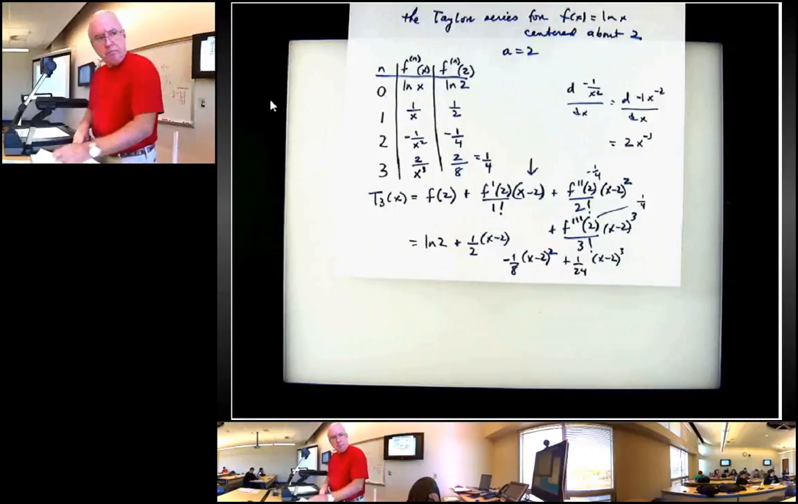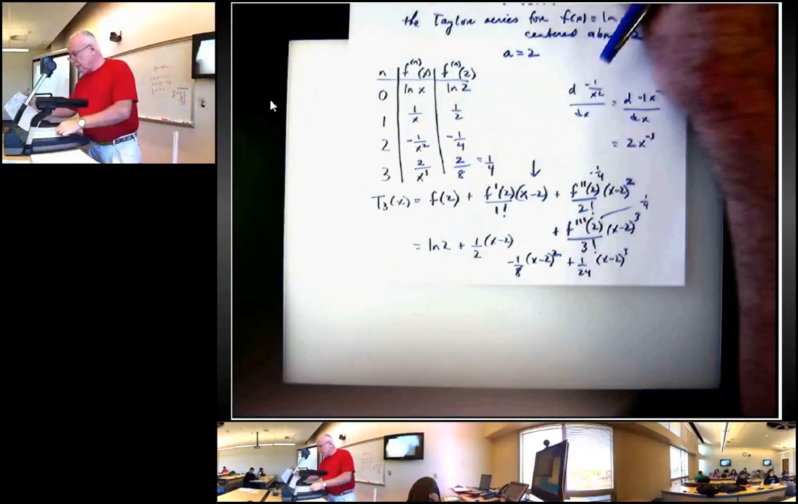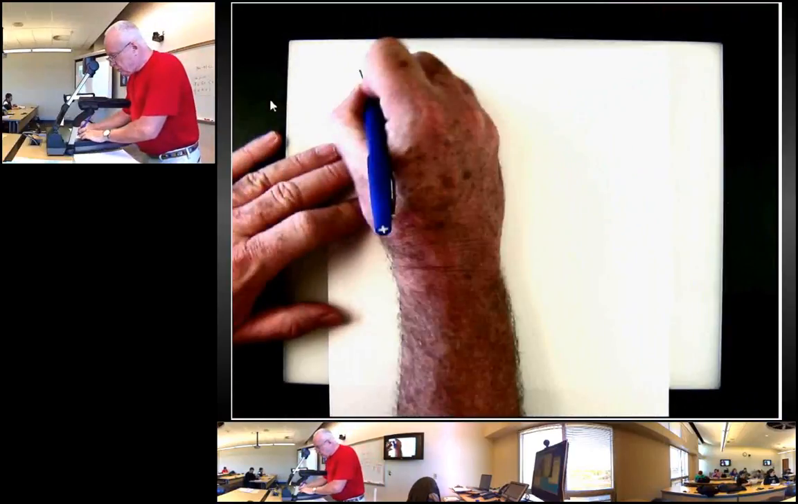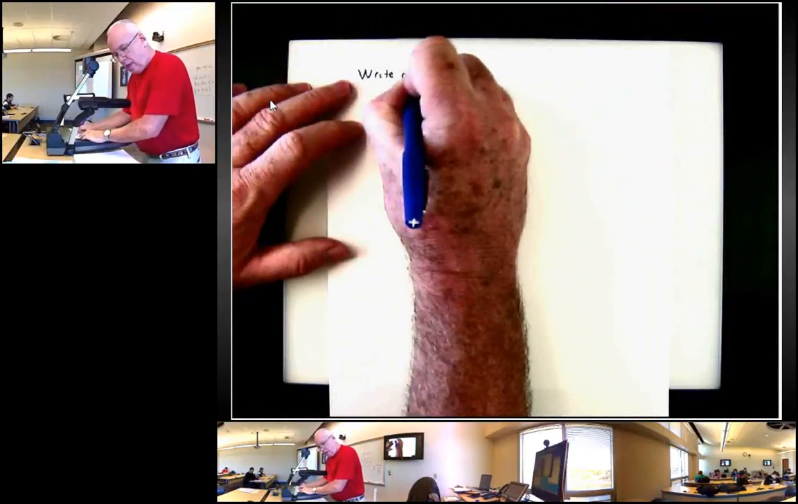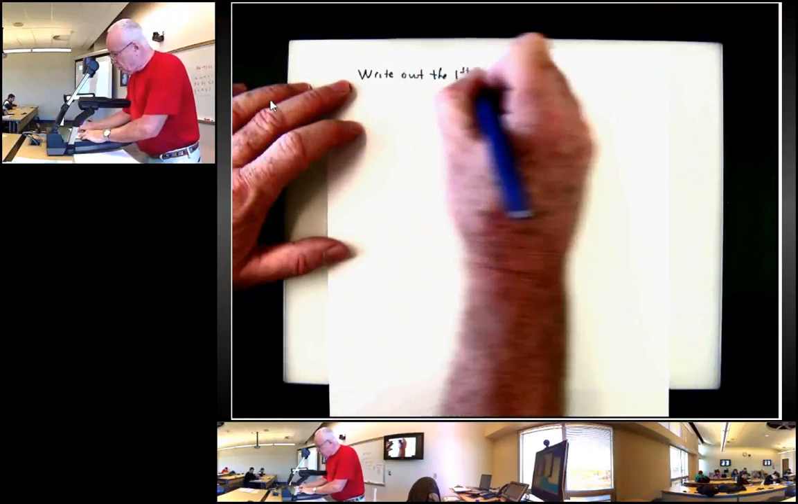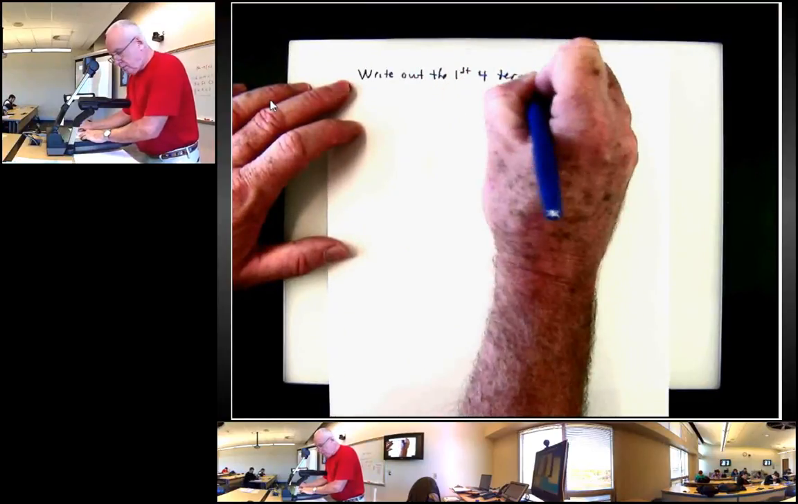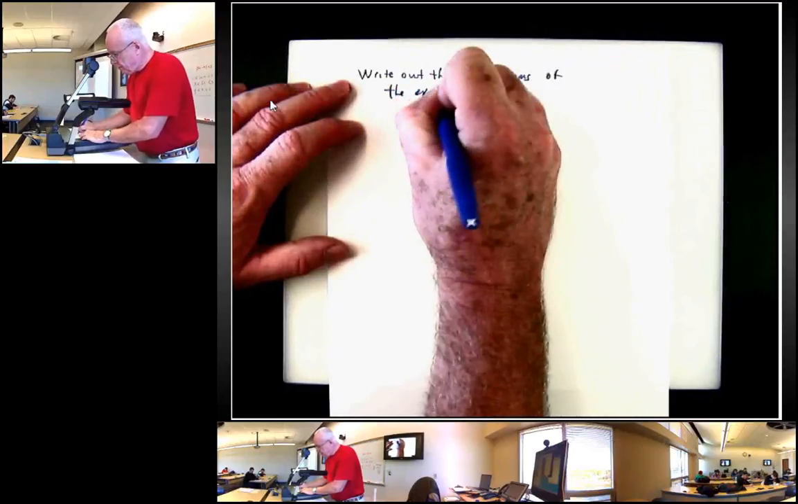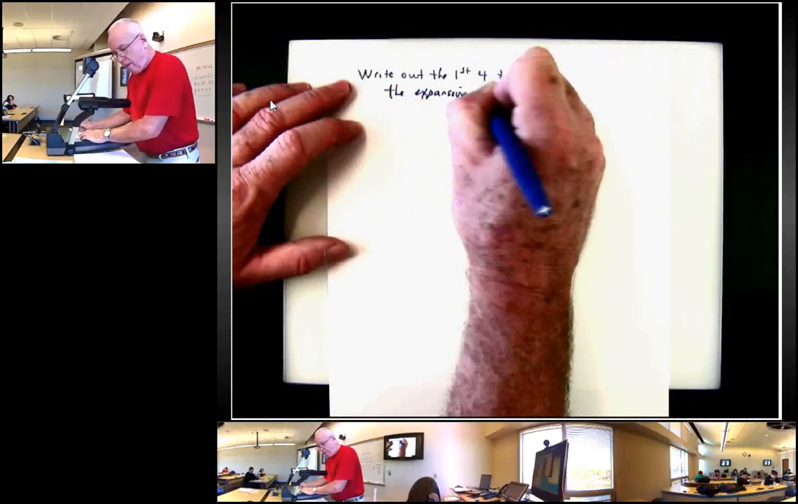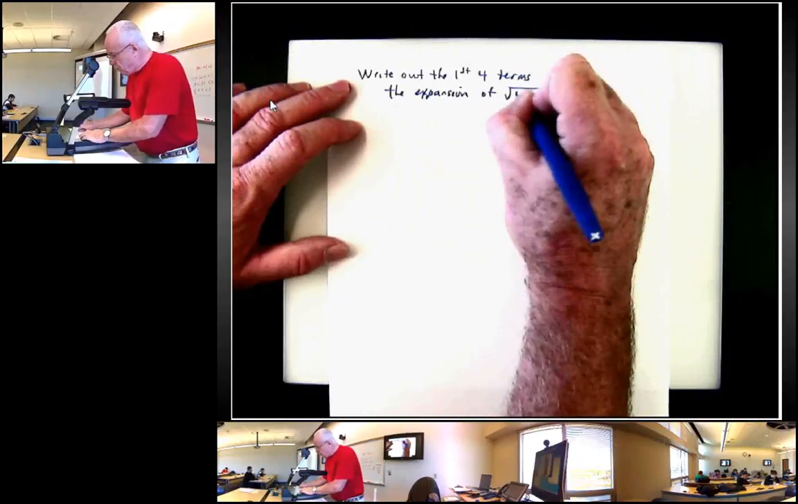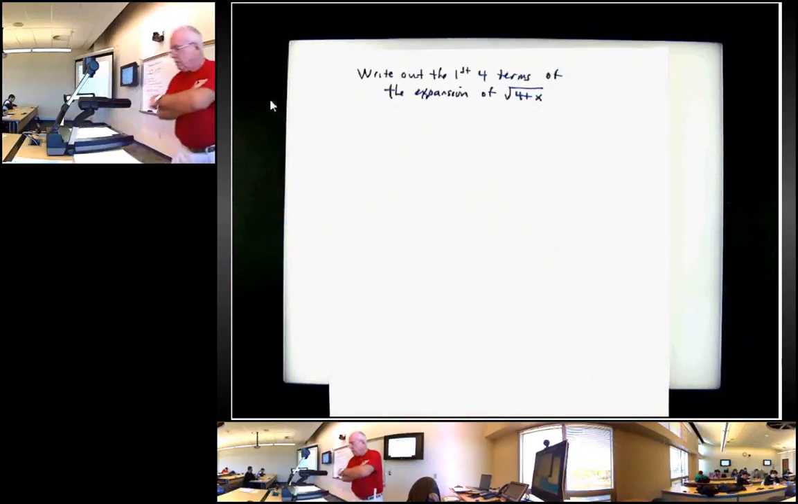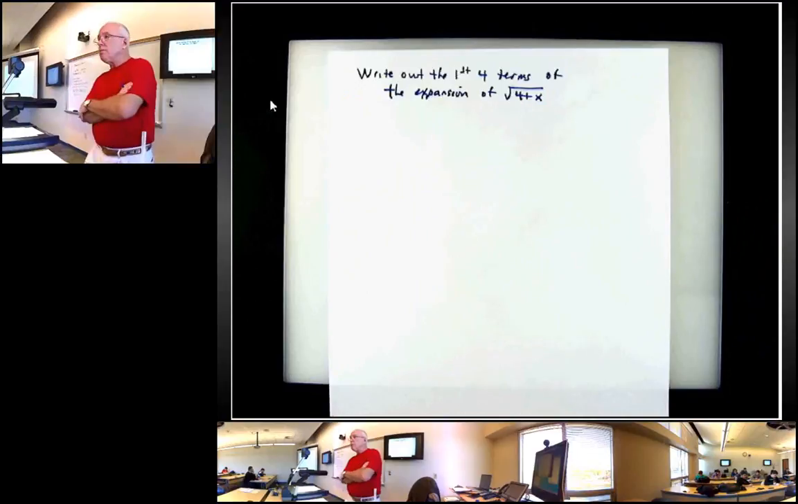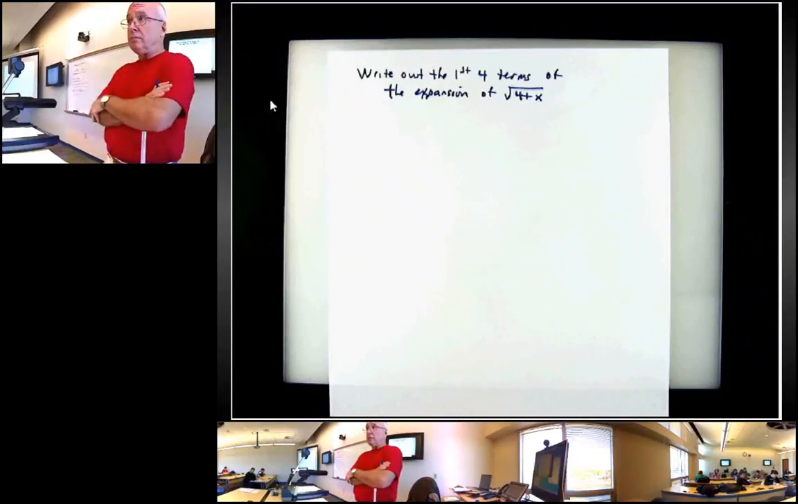Here's a tricky one. So let's look at this one. This is another one where we're writing out the first few terms of something. Write out the first 4 terms of the expansion of the square root of 4 plus x. Now this is going to involve the binomial series, all right?